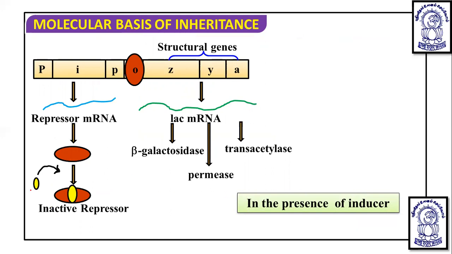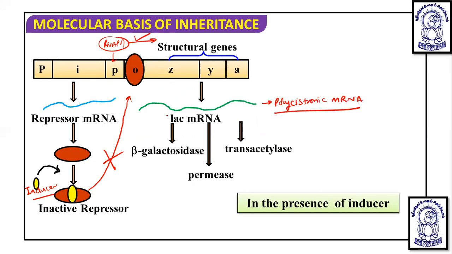This yellow colored inducer is going to bind with this repressor and it does not allow this repressor to interact with the operator. And if it does not allow the interaction with the operator, the RNA polymerase will interact with the promoter and transcribe the further genes. So the lac Z, lac Y, lac A common mRNA will be made, and this is a polycistronic mRNA.